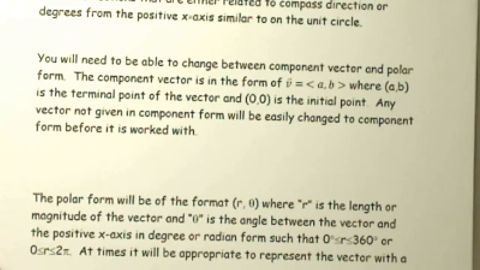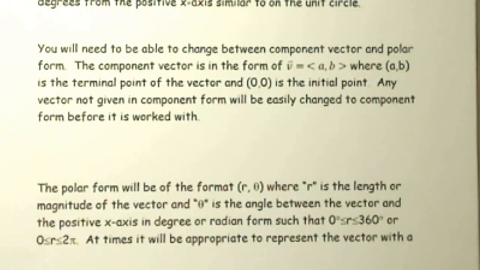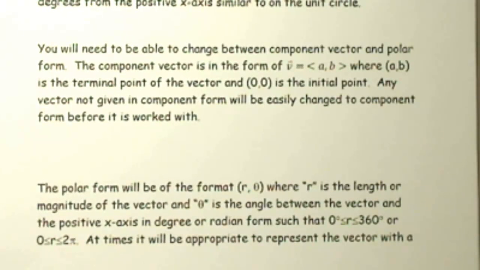Polar form is what's going to be a little new to you, but we can connect it to what we previously did with the unit circle, where the format is going to be (r, θ), where r is going to be the length of the vector, the magnitude of the vector, which is essentially the length of the radius of the circle. And θ is the angle between the vector and the positive x-axis. So we can go anywhere from an angle of 0 to 360 or 0 to 2π.